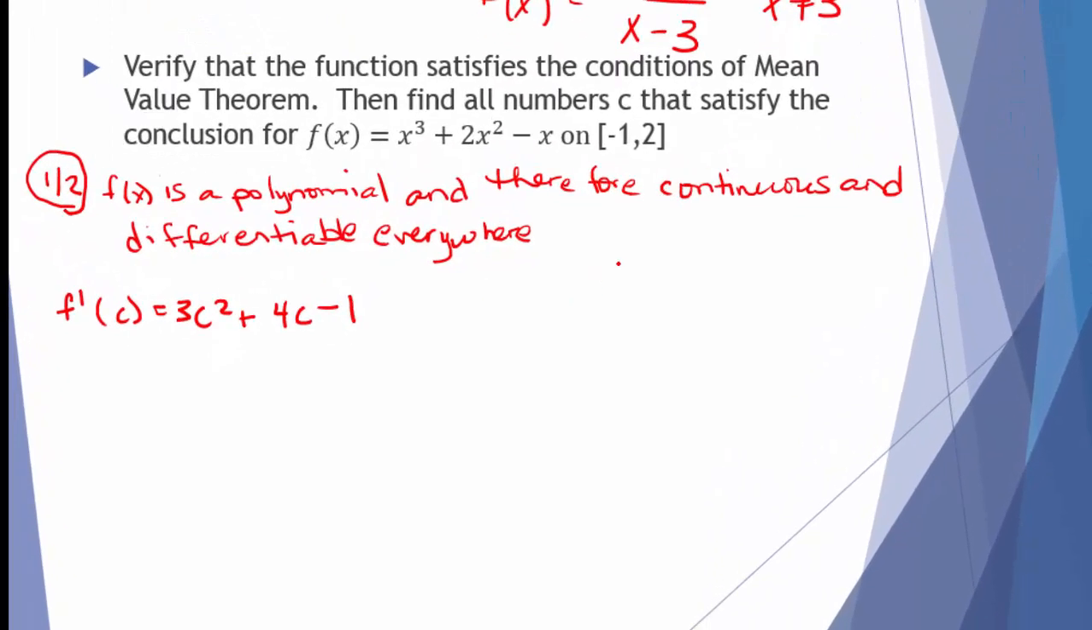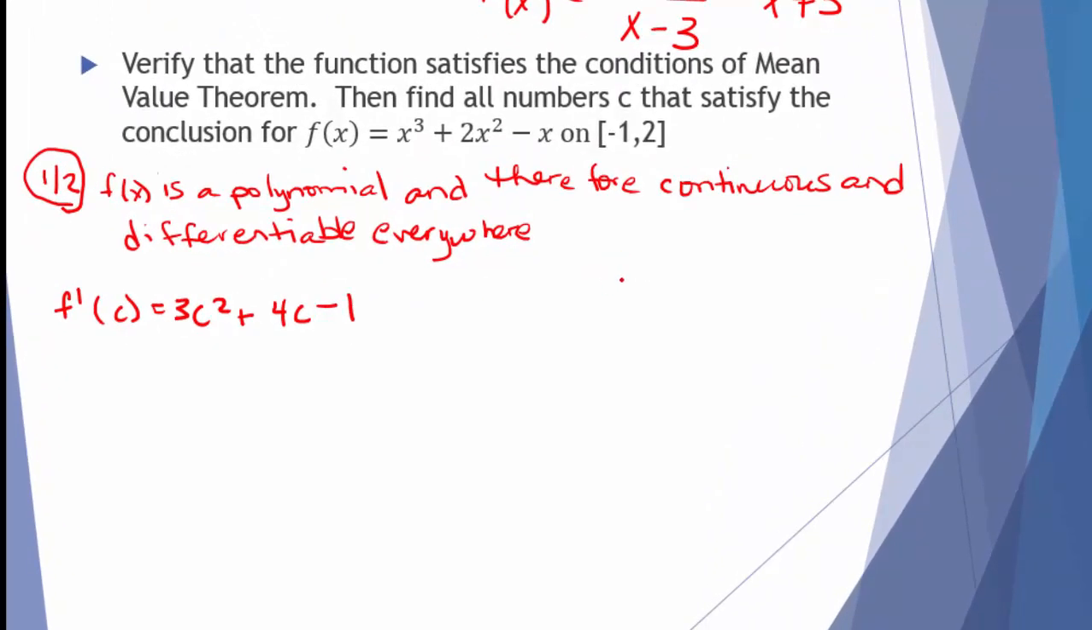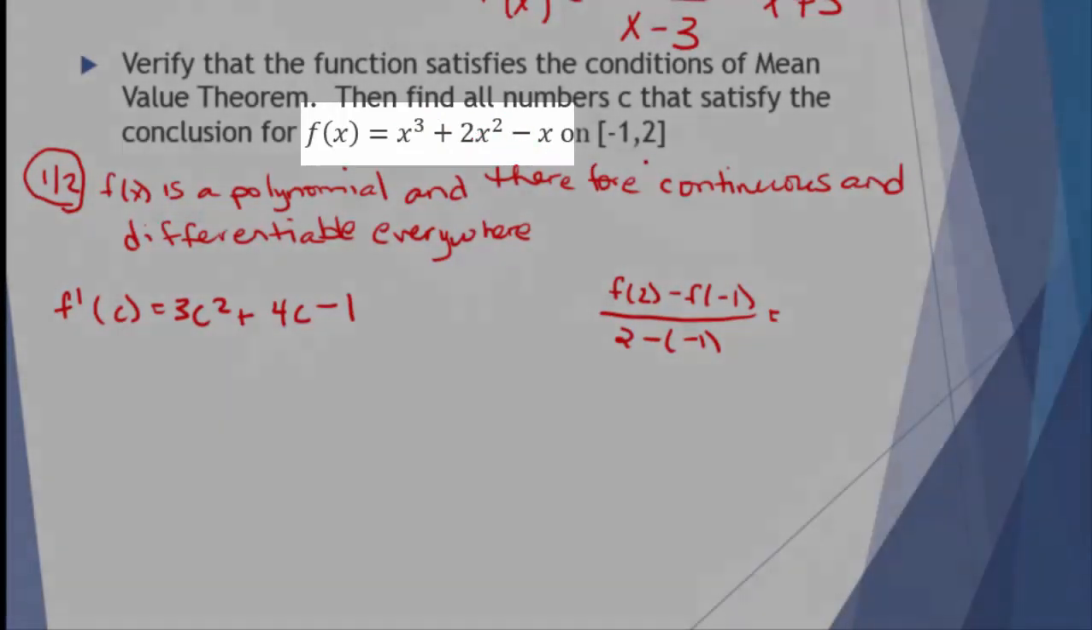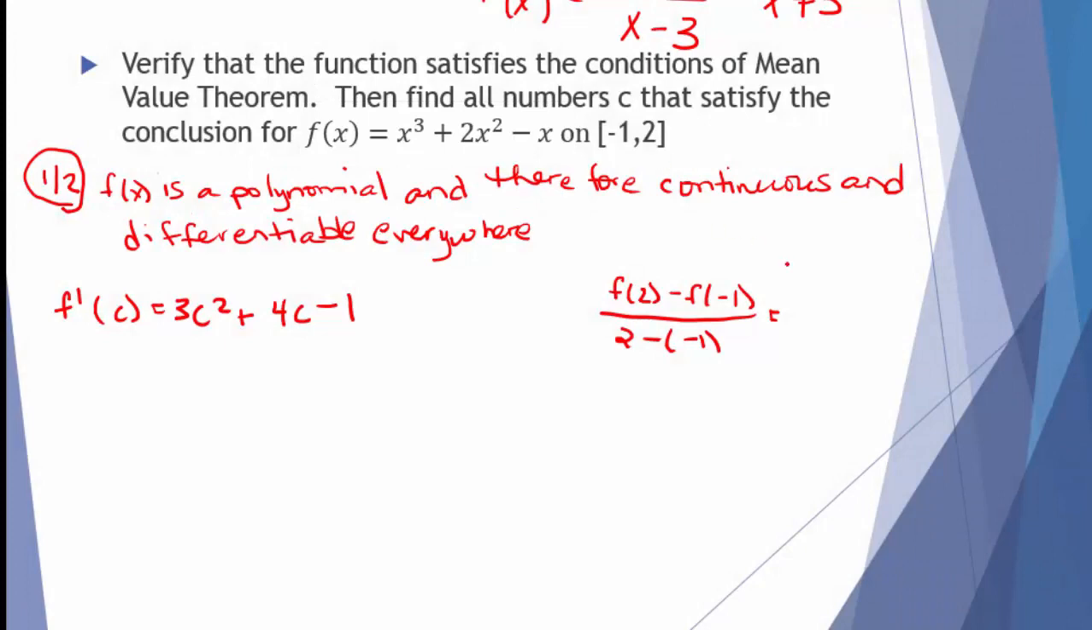Well, that means we need to calculate the slope between the endpoints. We need f of 2 minus f of negative 1 over 2 minus negative 1. Okay. So f of 2, we're going to get 8 plus 8 minus 2. So that's going to give me 14.